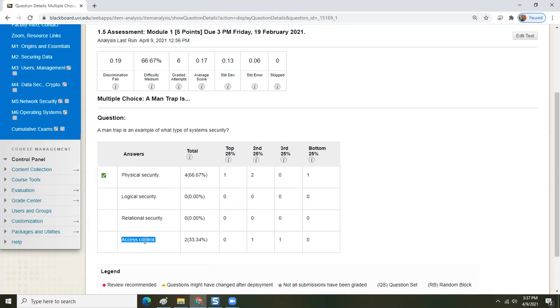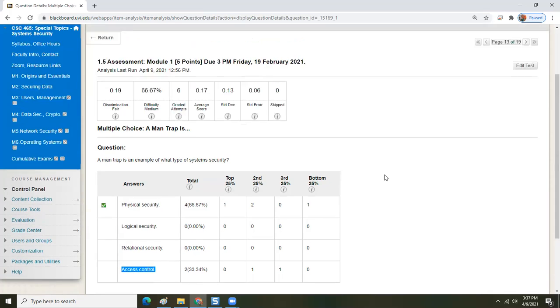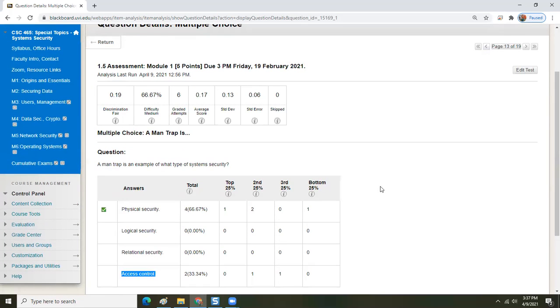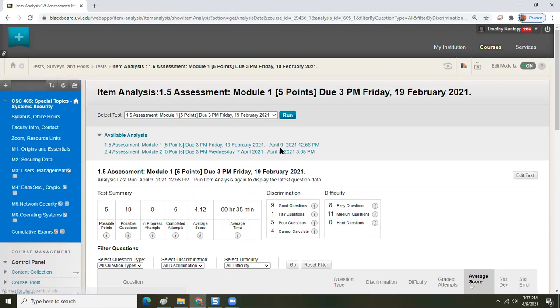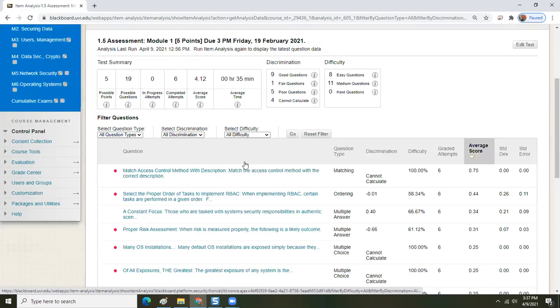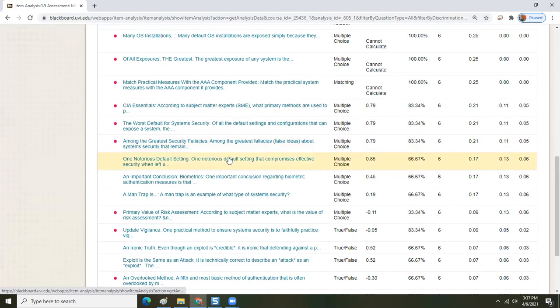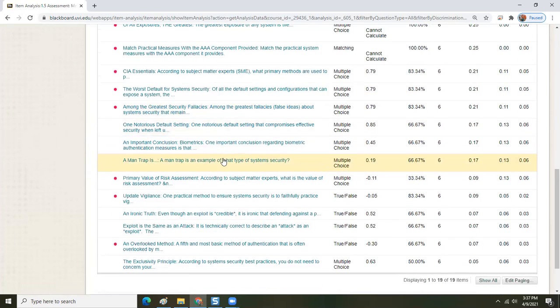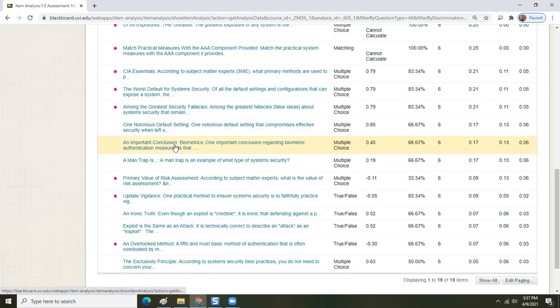You could say access control is a part of IAM. If this question read, such and such is an example, is what type of IAM measure or whatever, then access control would be the correct answer. Any question? I'm going to keep moving unless I hear something. So, okay.